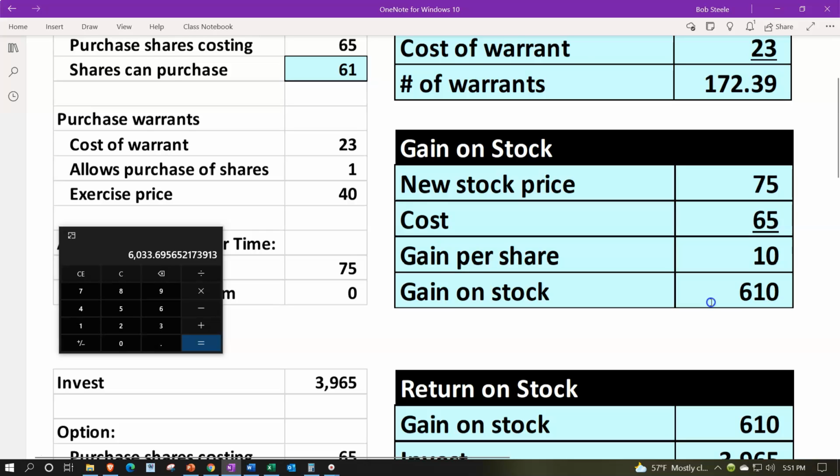So we did the last problem thinking that we exercised the warrant. Here we didn't exercise the warrant. We're just looking at the value of the warrant at that point in time. And we have that increase because of the leveraging kind of impact.